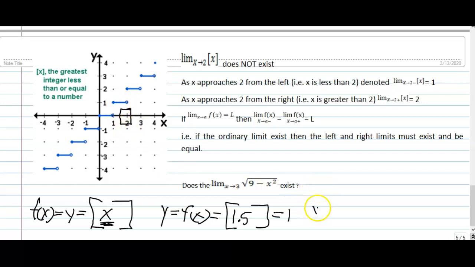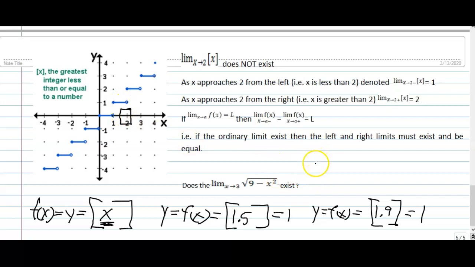Likewise, say y, or f of x, is equal to the greatest integer less than or equal to what's inside. Say what's inside is equal to 1.9. Well, the greatest integer less than or equal to 1.9 would be 1. Remember, integers consist of 0, the positive whole numbers, and their negatives. So if x is equal to 1.9, y would be equal to 1.